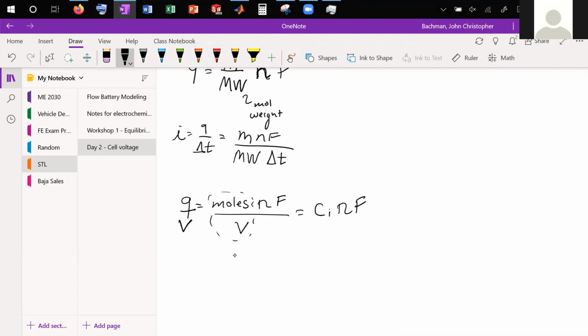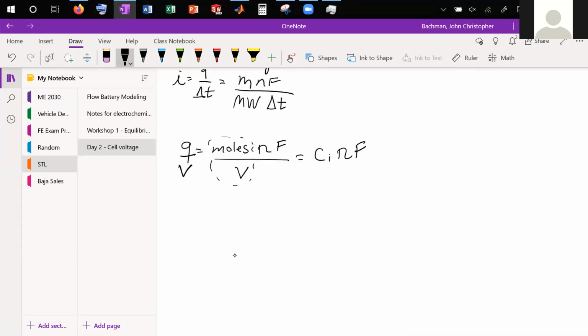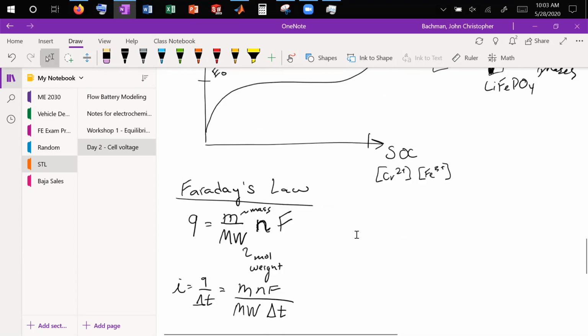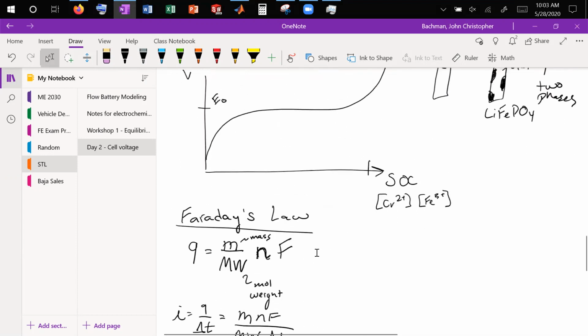At this point, you could get roughly the energy density of the cell. Sometimes in this class we'll call this Q hat, specific to volume. So the energy specific to volume will be equal to the integral of the voltage times this. You basically have this curve, and instead of state of charge, you could just put in C_i and F here, and that'll be your specific charge.